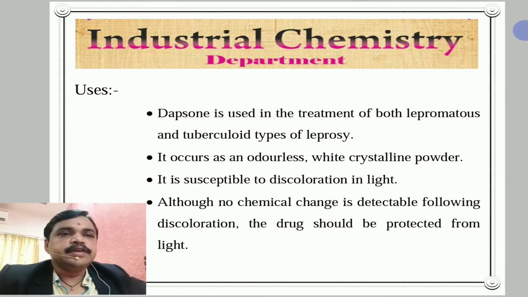Now, the industrial or medicinal application of dapsone. Dapsone is used in the treatment of both lepromatous and tuberculoid types of leprosy. Please note this. Second, it occurs as an odorless white crystalline powder. It is the property of dapsone: odorless and white crystalline powder.